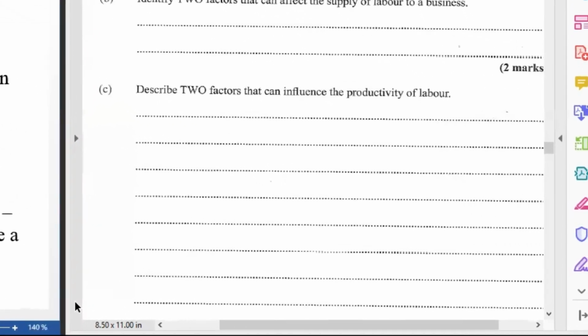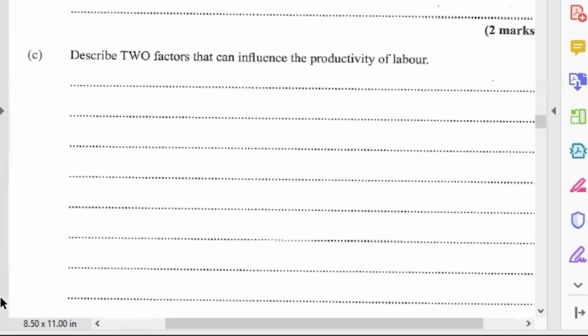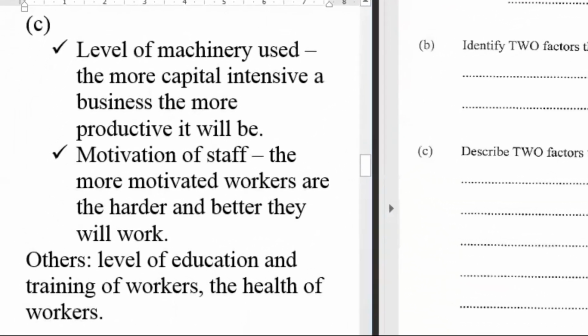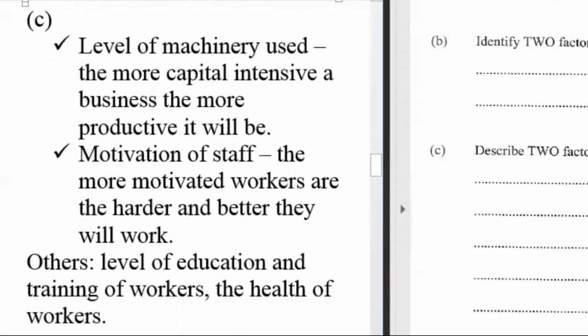C says, describe 2 factors that can influence the productivity of labor. All right, let's see what the answer is. 1, level of machinery used. The more capital intensive a business, the more productive it will be. Motivation of staff. The more motivated workers are, the harder and better they will work. And other factors, of course, that can influence productivity is the level of education and training of workers, and also the health of the workers. And understand that it can either influence them positively or negatively.